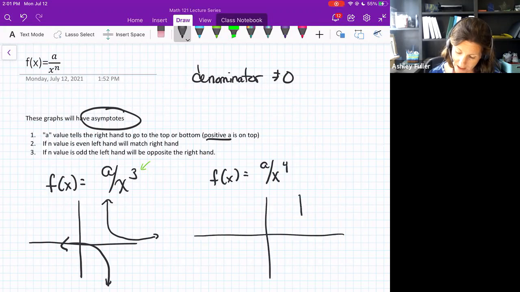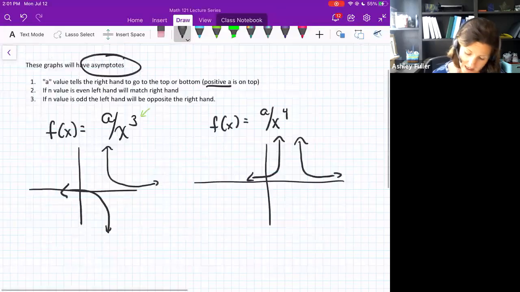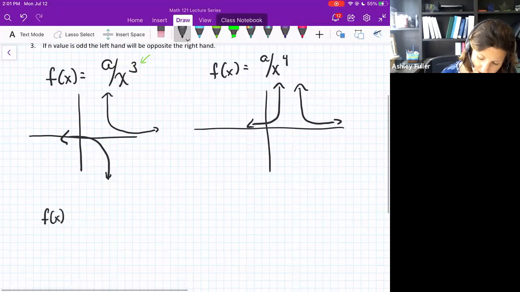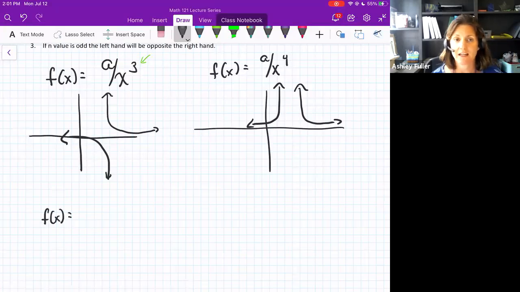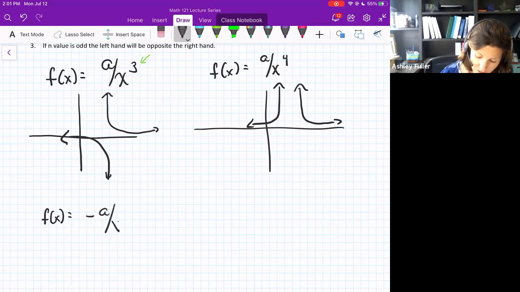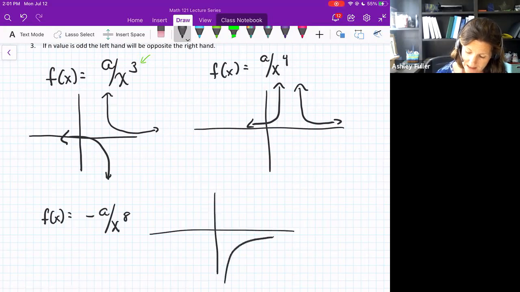Another example, if we had something like a/x^4, again, our a value is positive, so our right hand would be up, and the n value is even, so our left hand will also be up. As a third example of what these graphs of f(x) = a/x^n look like, if we had -a/x^8, what that tells us is the right hand's going to be in the bottom part, or going down on the graph, and because n is even, the left hand will also go down.